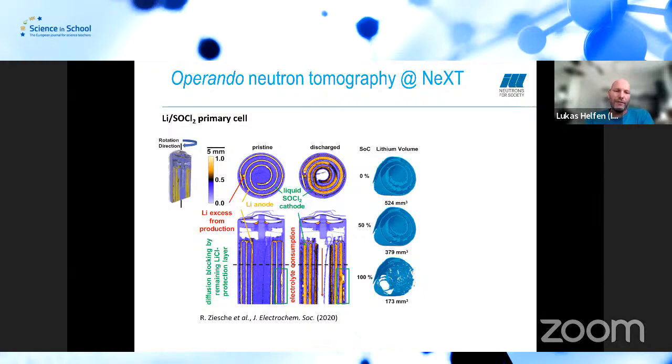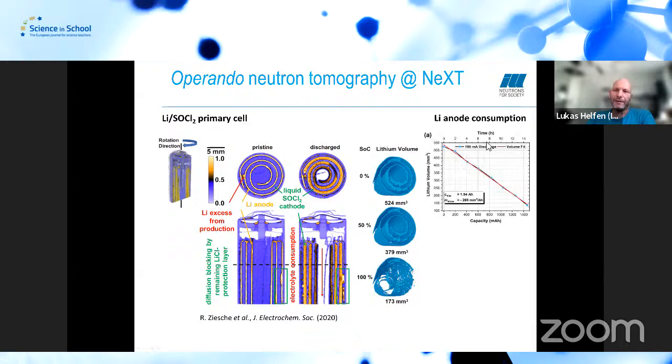Temporal resolution is something like half an hour in this case, for the rather slow discharging of these cells. And so what you can then see is how the lithium metal, a spirally wound bobbin-type structure, gets discharged and gets converted to the thionyl chloride cathode material. So we see here in 3D that the anode dissolves, and in the end you even get bits that are not connected anymore to the main anode material, to the outer pole. And we can then see how the lithium metal consumption relates to the capacity that we are drawing out of the battery.